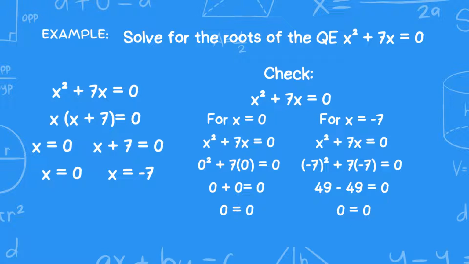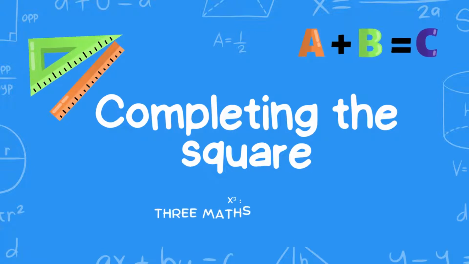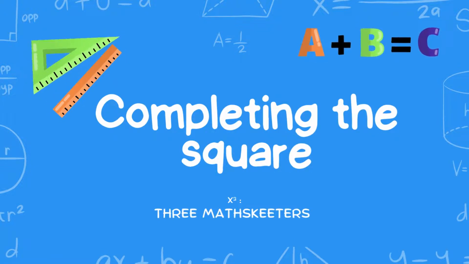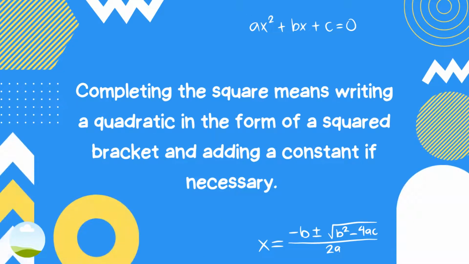Now for x equals negative 7, we have negative 7 squared plus 7 times negative 7 equals 0. Negative 7 squared is equal to 49, and 7 times negative 7 is equal to negative 49. 49 minus 49 is equal to 0, and 0 equals 0. x equals negative 7 is also correct. That is why the quadratic equation x squared plus 7x equals 0 has two real solutions, x equals 0 and x equals negative 7. The third method of solving a quadratic equation is by completing the square.